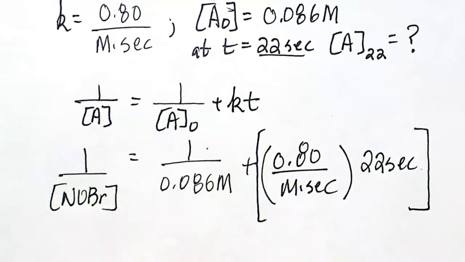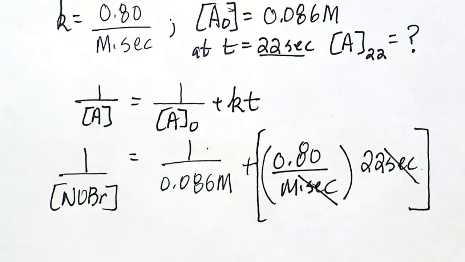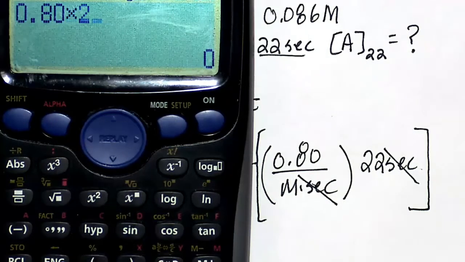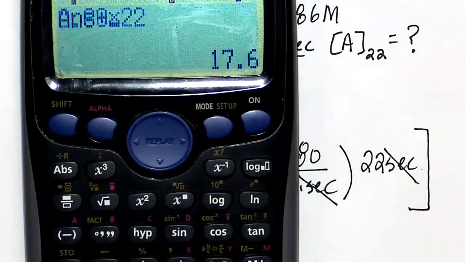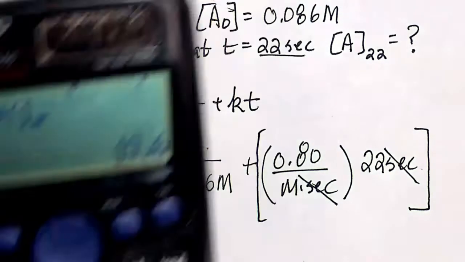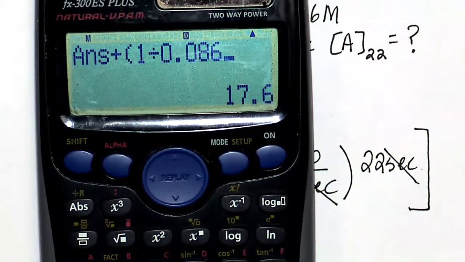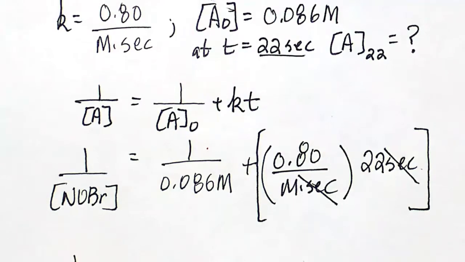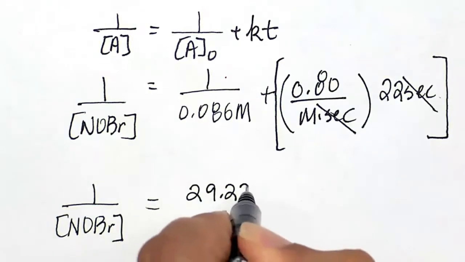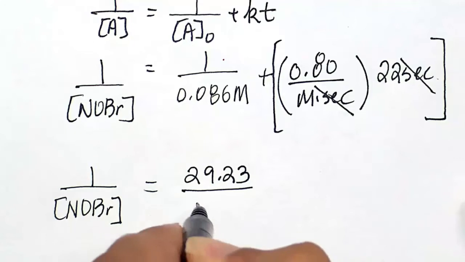So let's do this first. 0.80 times 22, the seconds and seconds cancel each other out. 0.80 times 22 is that number, plus, I'll put my parentheses here, 1 divided by 0.086. Don't forget those close parentheses. So that's going to equal 29.23, but that's 1 over NOBr, and that's going to equal 29.23. If you're wondering about the units here, the units are actually going to be over M.